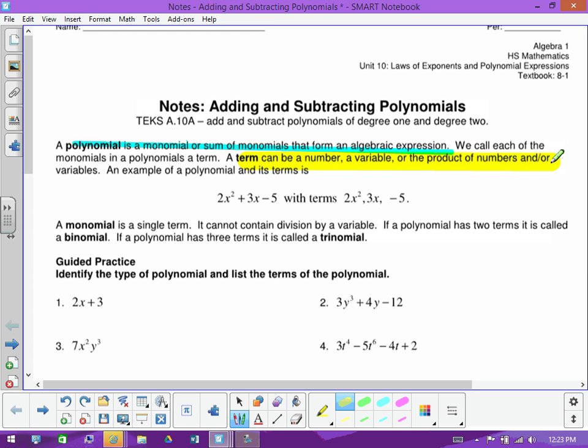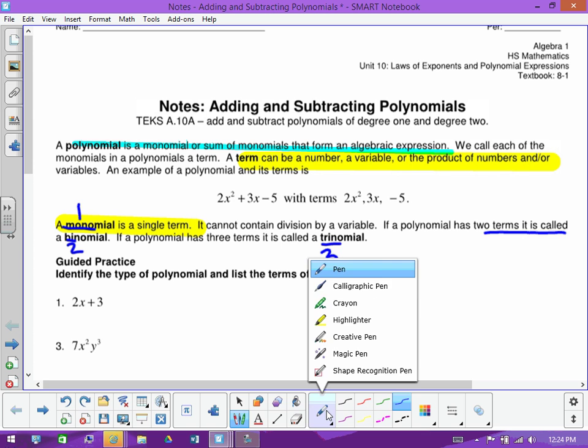Look at your paper. So if we have this right here, we've got these terms: 2x squared, 3x, and negative 5. The reason they're terms is because they're being added together. Look at the first part of each of those. Monomial means 1. We have one term. It has 2 terms, it's a binomial because bi means 2. It has 3 terms, it's a trinomial, tri means 3.